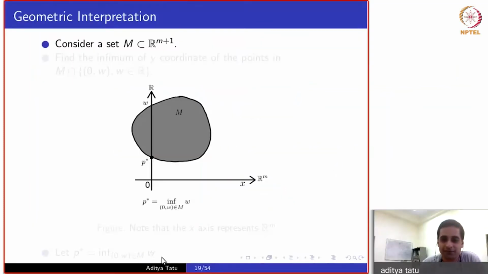Okay, so let me give you a geometric interpretation to this duality. Consider I have a set M, which is a subset of R^(m+1), and m, of course, is the number of inequality constraints. Just keep that in mind.